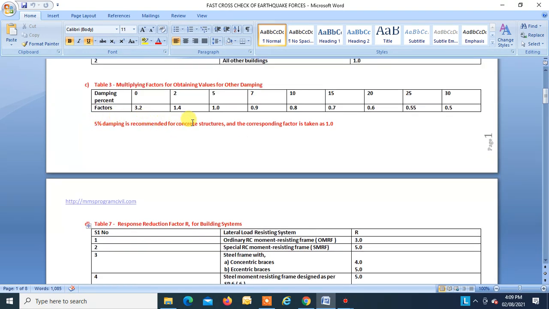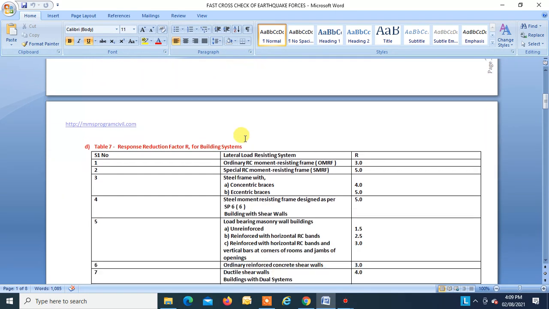5% damping is recommended for concrete structures, and the corresponding factor is taken as 1. So for 5% damping, the corresponding factor is 1. Now the code gives Table 3, where multiplying factors for obtaining values for other damping percentages are given. You can use this table for taking the multiplying factors for other percentages of damping.